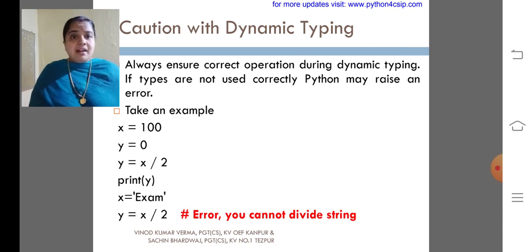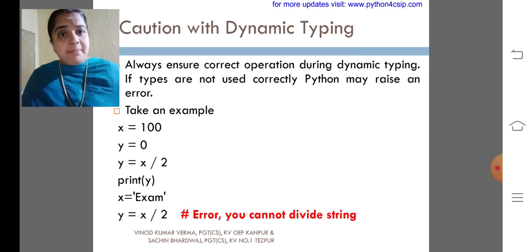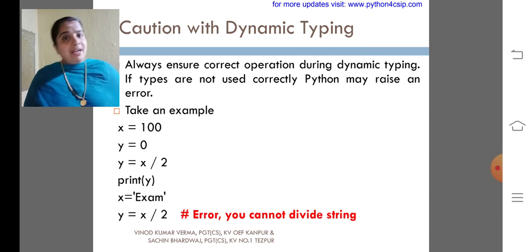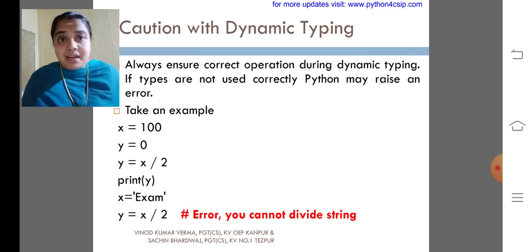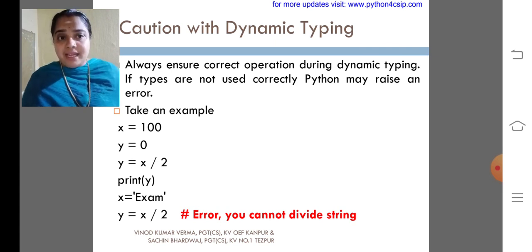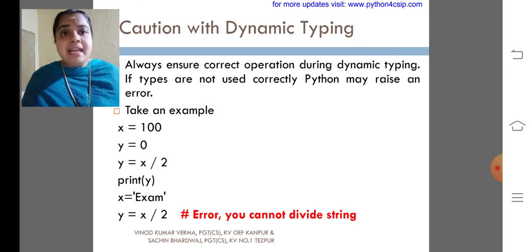Look at the next one. X equal to exam. Exam is what type of variable? A string type of variable, which cannot be divided by 2. Only numbers can be divided by another number. We can use mathematical operations only with numbers. So here I am trying to divide the string exam by 2. That is an error, and we will get a cannot-convert error.